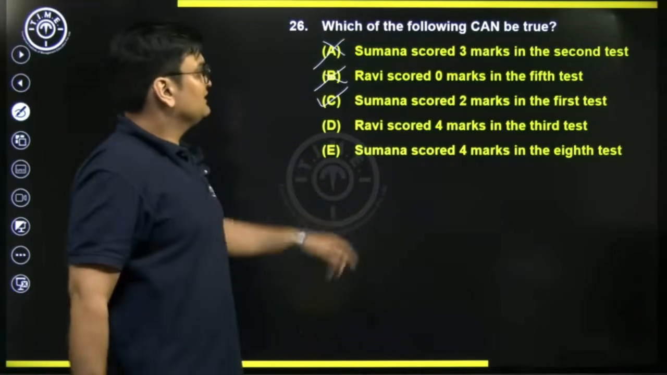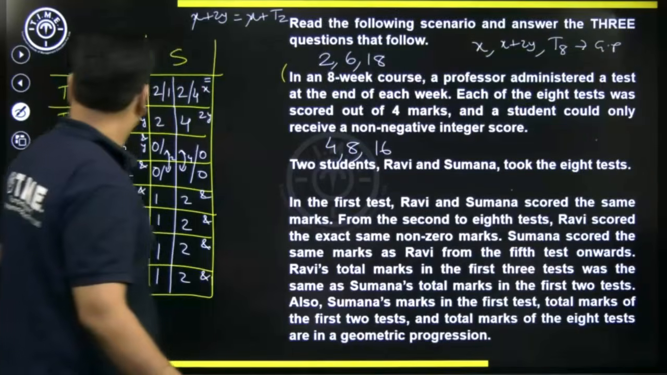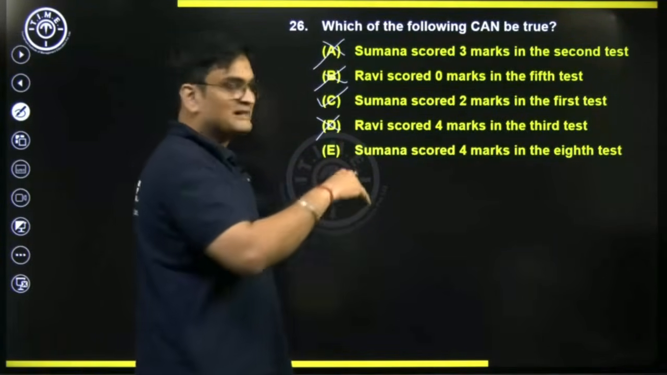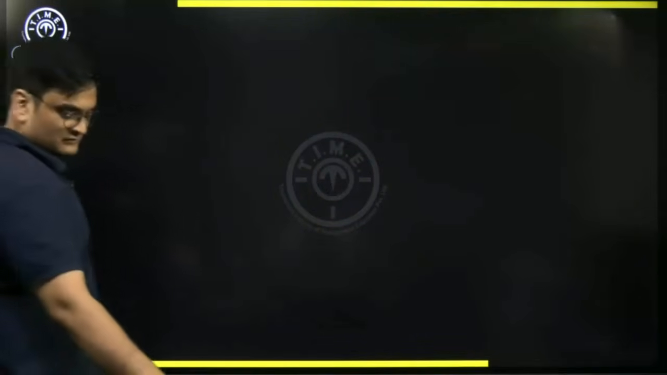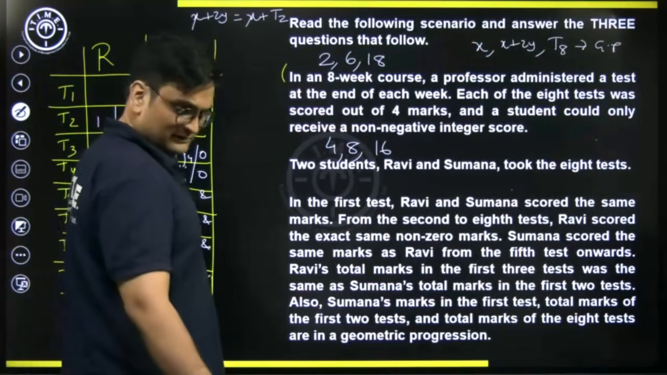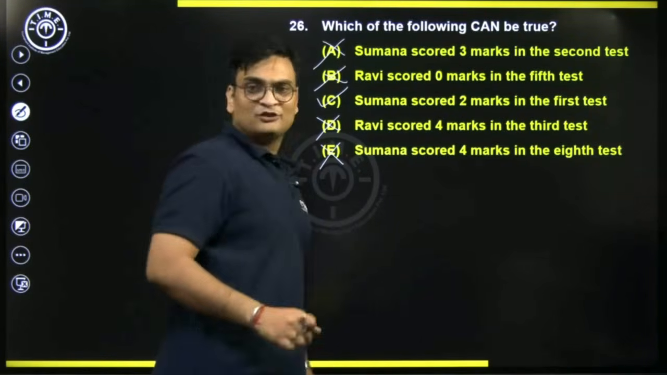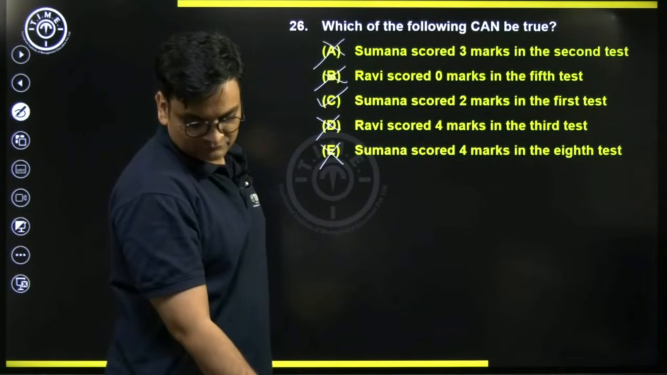Let us look at the others. Ravi scored 4 marks in the third test. Impossible. It can be 1 or 2. Sumana scored 4 marks in the 8th test. That I think was 1 or 2 again. No, it is not true. So hence option choice C is going to be the correct answer. Moving on.